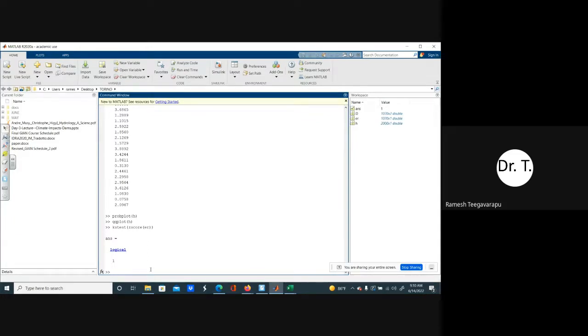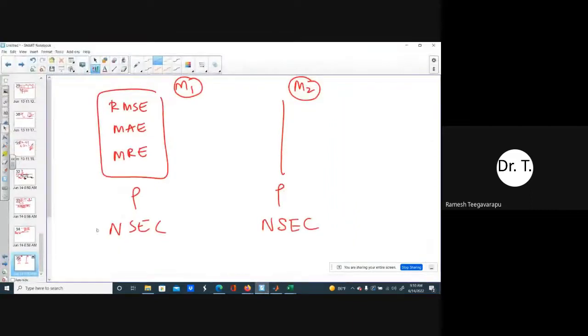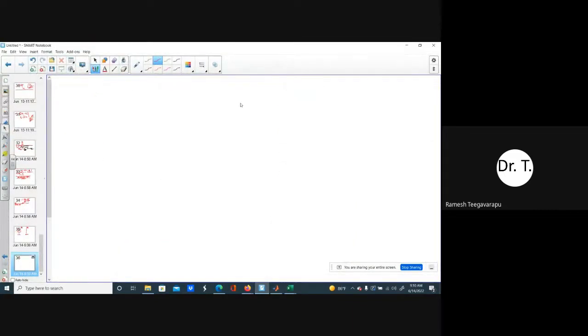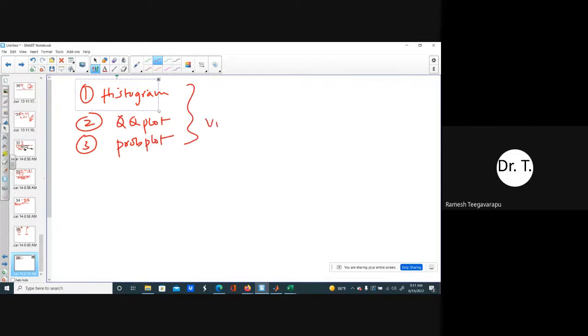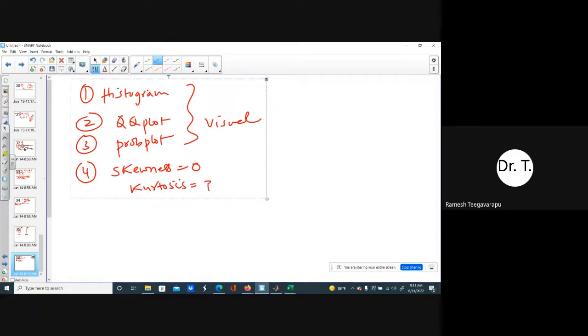But that's okay, because that's not the end of our model, but it is saying that it is not normally distributed. So the first check would be a histogram. Second one would be a QQ plot. Third one would be a probability plot. These are visual, of course. Then the fourth one is summary statistics. For example, for a normal distribution, the skewness is 0. The kurtosis, the peakedness of the distribution, is 3. So we can check that information.